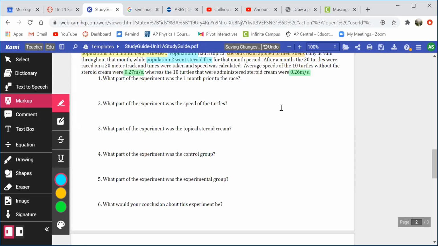On their shells. All right, so if you wanted to do a topical ointment, maybe like Neosporin, or maybe you're trying to spruce up your skin, you want to rub in some moisturizer, would you put it on your fingernails? No. Their shells are made of the same thing your fingernails are made of, but they are somewhere like 20 times as thick.